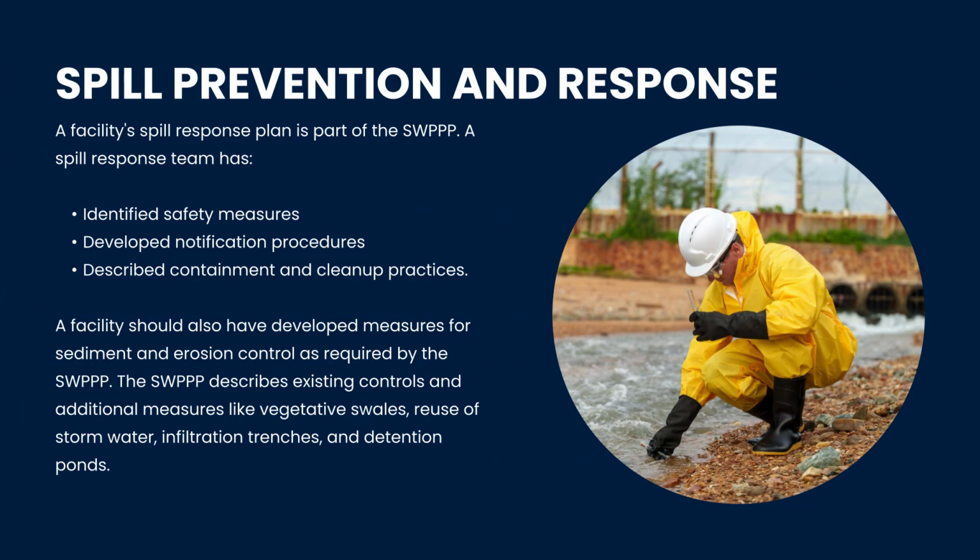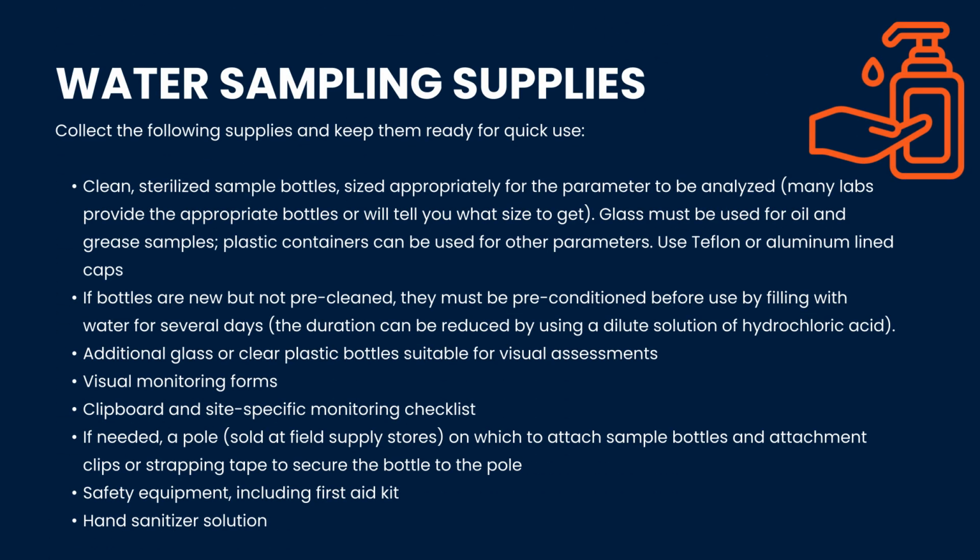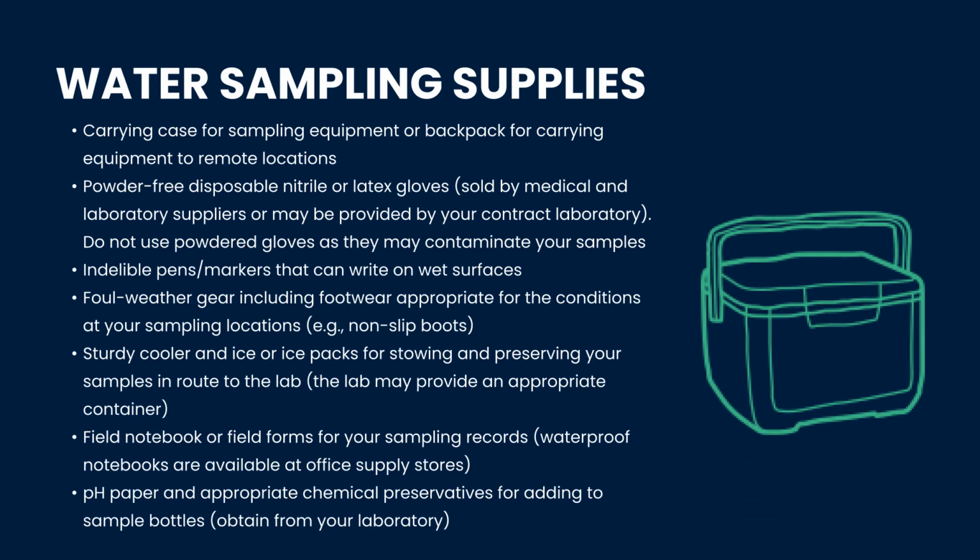Your facility must have a spill response plan that includes safety procedures, notification steps, and cleanup methods. The SWPPP also outlines measures to control erosion and manage runoff using techniques like drainage systems and containment structures. Proper sampling requires specific equipment, including clean sample bottles, monitoring forms, and safety gear. Using the correct materials ensures that samples are accurate and uncontaminated. Additional supplies include protective gear, storage containers, labeling tools, and documentation materials. These items support safe and effective sample collection and transport.